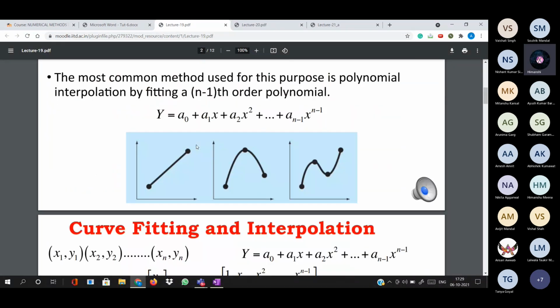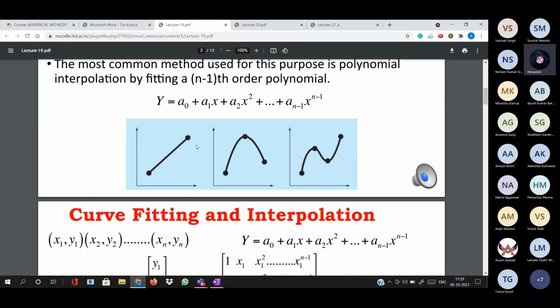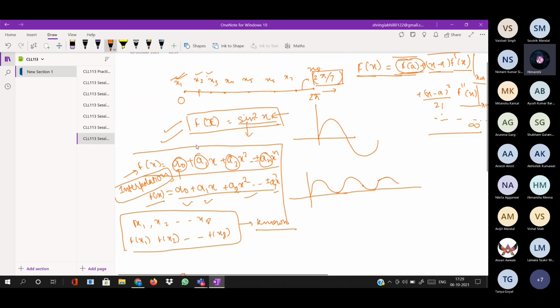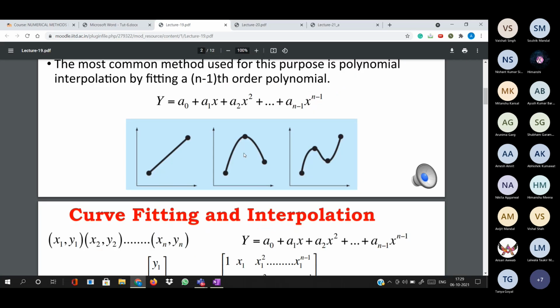Shouldn't we have an n minus 1 order polynomial? Yes, it is n minus one. It should be an n minus one order polynomial, where n is the number of points. Just have it in the flow. Strictly, the last term should be a n minus one. But I hope you got the idea, right?